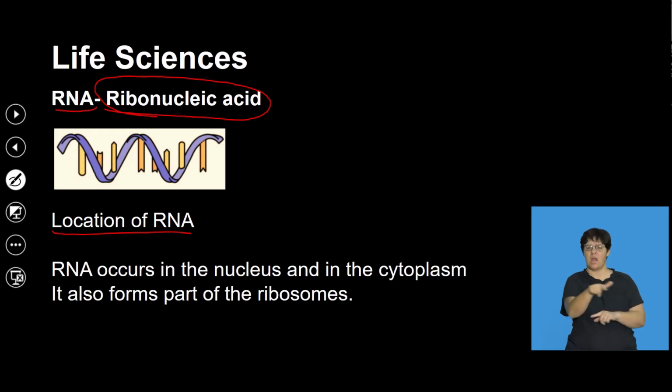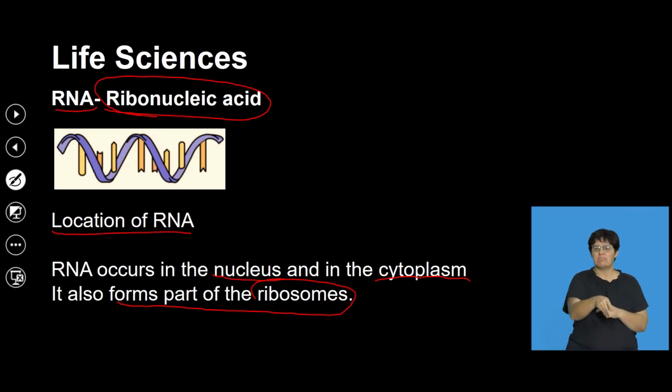RNA occurs in the nucleus. It's also found in the cytoplasm. What is important about RNA is that it also forms part of structures such as ribosomes. So we see that RNA is found in different parts of the cell, unlike DNA, which was exclusive to the nucleus, although in some instances we looked at DNA being found in the mitochondria and the chloroplast.